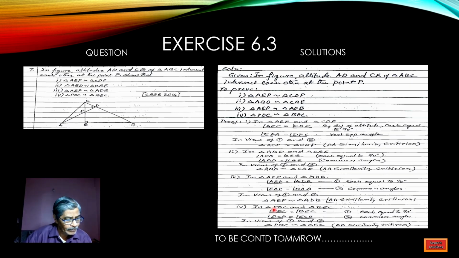And in the fourth case, in triangle PDC and triangle BEC, angle PDC is equal to angle BEC, we will call it 1, and each is equal to 90 degrees. And angle DCP is equal to angle ECB, which is the common angle between both. In view of 1 and 2, we can say that triangle PDC is similar to triangle BEC by the AA similarity criterion.